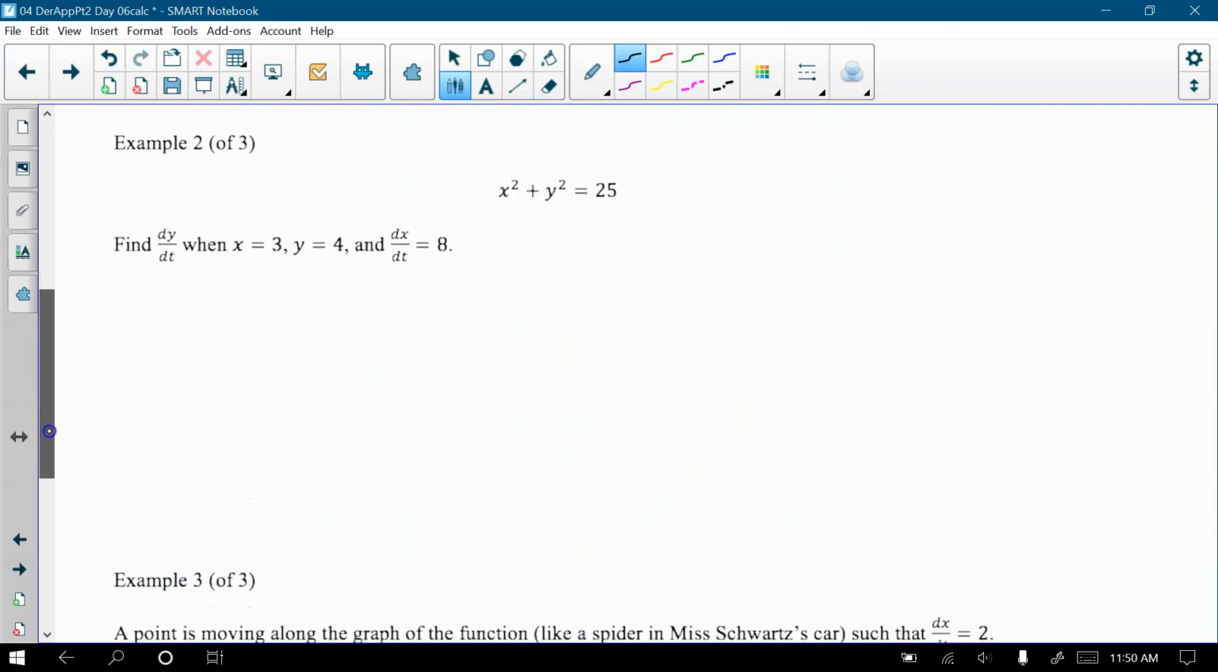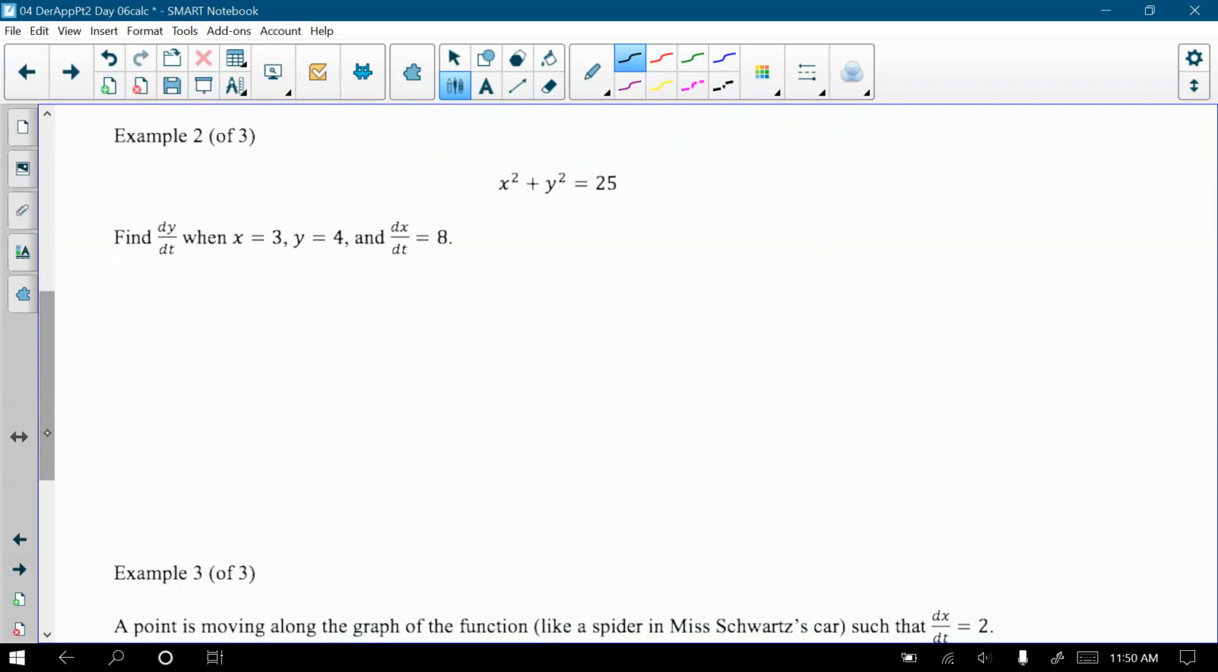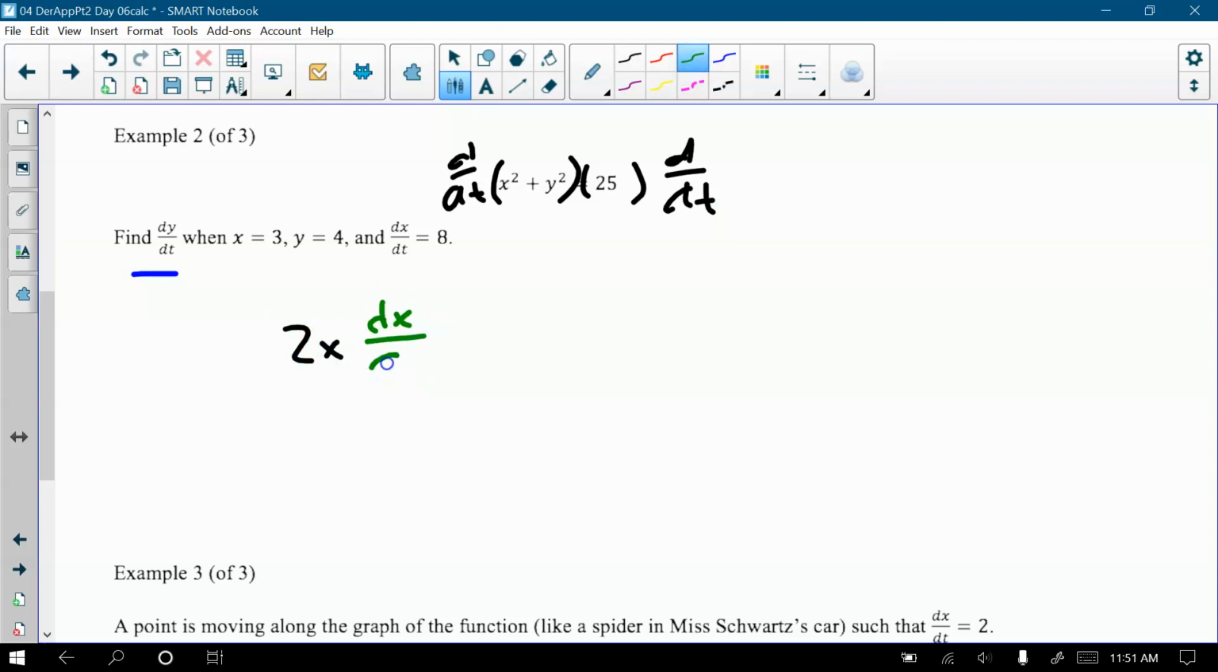Okay, example 2 of 3. Again, we're looking for dy/dt when x is 3, y is 4, and dx/dt is equal to 8. Let's take the derivative with respect to time again. 2x is the derivative of x squared, but I took the derivative of x with respect to time, so times dx/dt. Plus the derivative of y squared, which is always 2y, times dy/dt, and the derivative of 25 is 0.